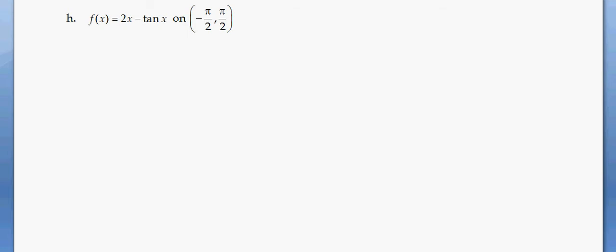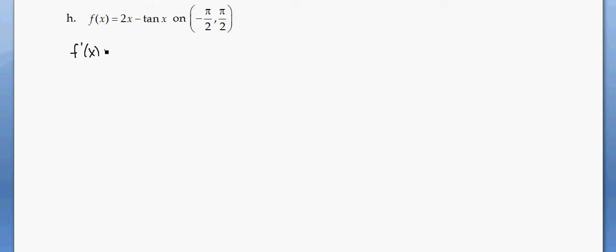Okay, let's look at this one, which is trigonometric. I'm restricting the domain here for you because in general, trigonometric functions, of course, are periodic, and so to find all the critical points, there'd be an infinite number of them. So we're just considering values between negative pi halves and pi halves. So the domain is already done for us.